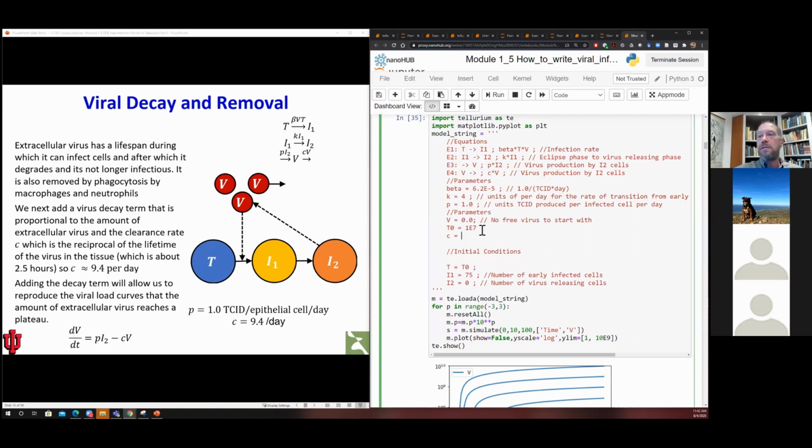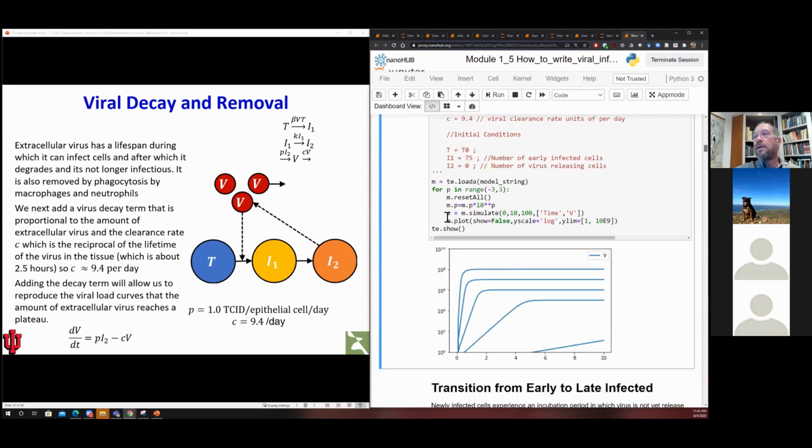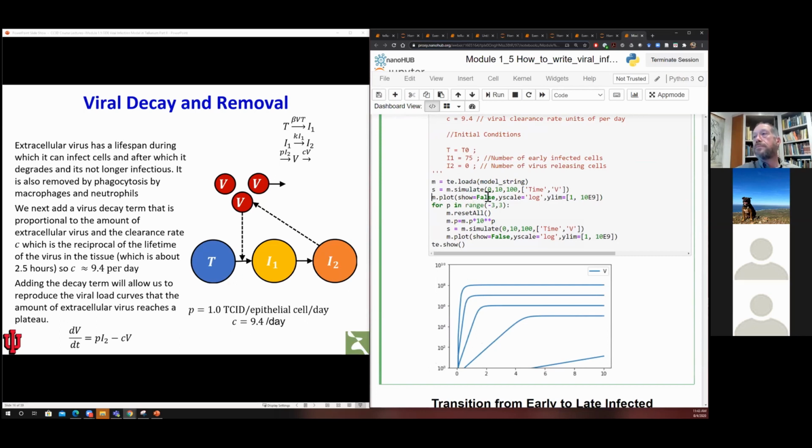C equals, we said, 9.4 per day. Clearance. And let's see what happens when I run that. Let me get rid of the parameter scan here, and I'll just do an MDOT simulate and plot by itself with no parameter scan. And I'll plot everything the first time.